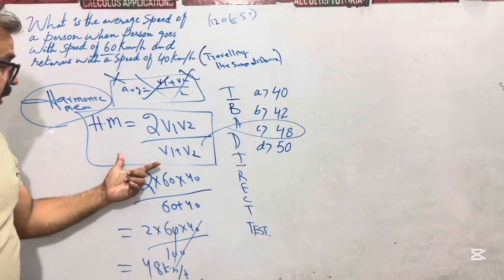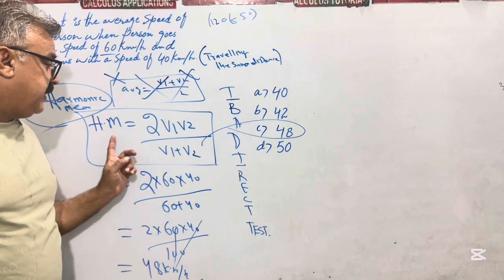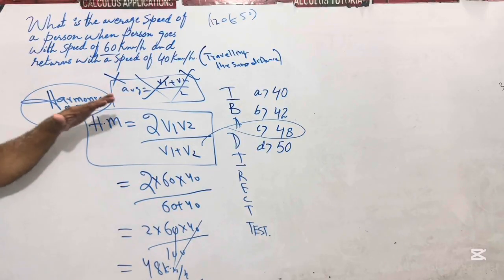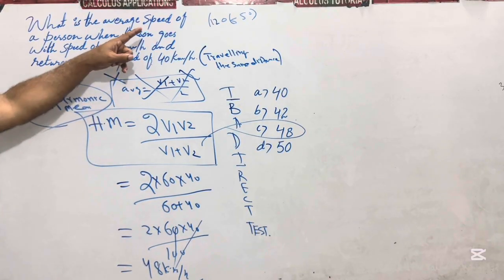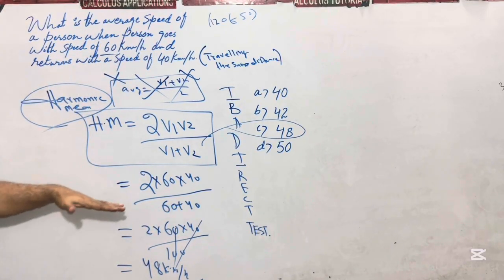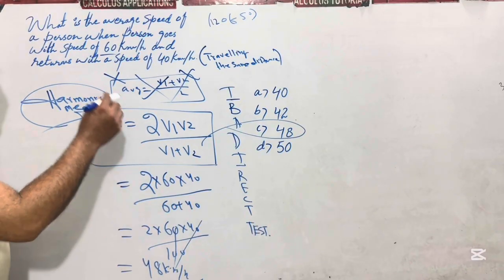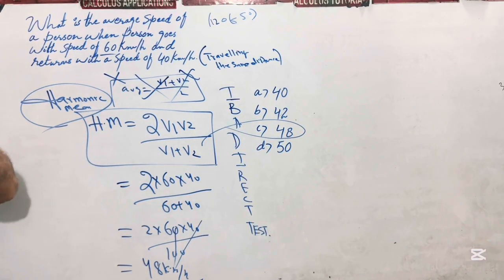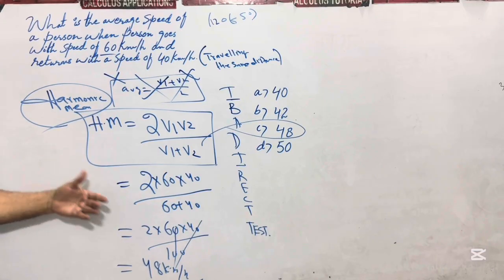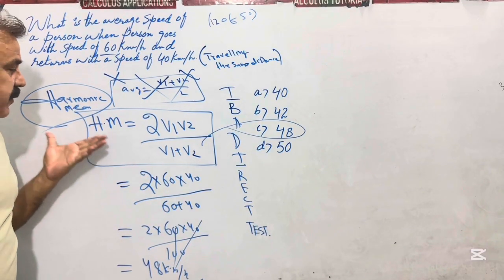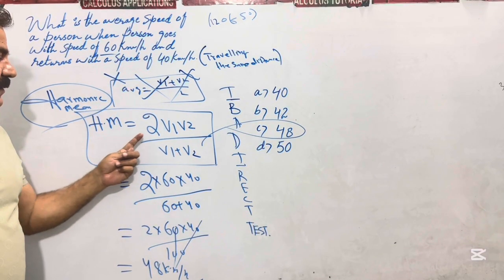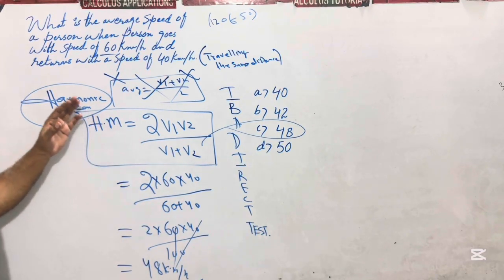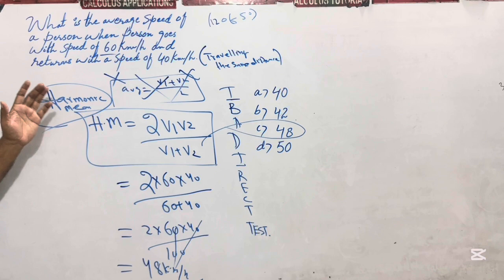This is the formula, the harmonic mean formula. It states that 2 times V1 V2 upon V1 plus V2. That is the formula to be utilized when you are asked to find average speed. Not this one, V1 plus V2 upon 2. Average speed can easily be calculated by applying the harmonic mean formula: 2 times V1 V2 over V1 plus V2, for average speed, for average velocity.